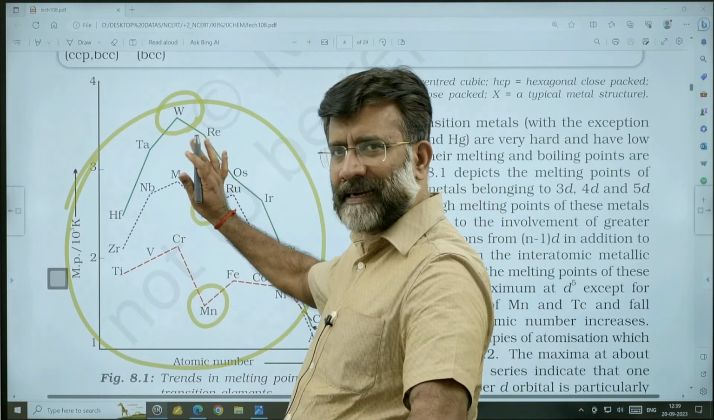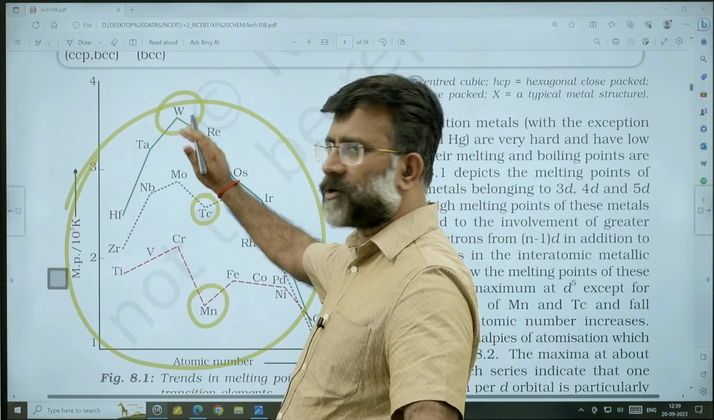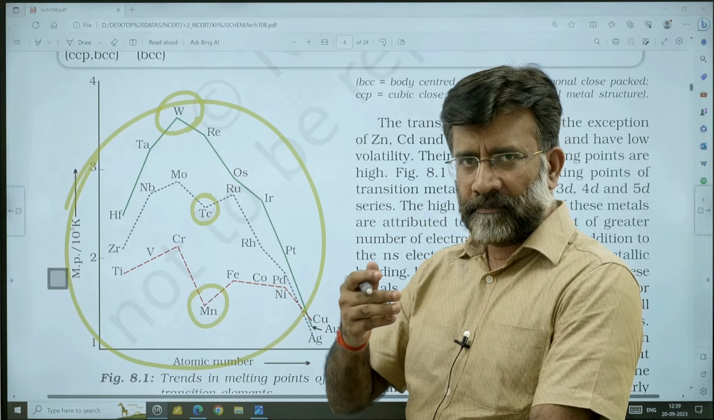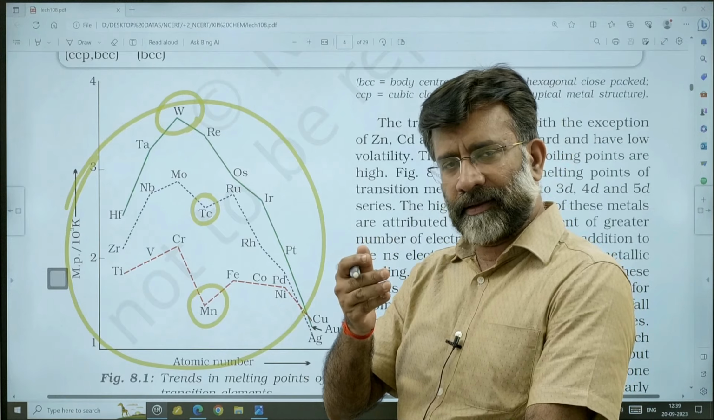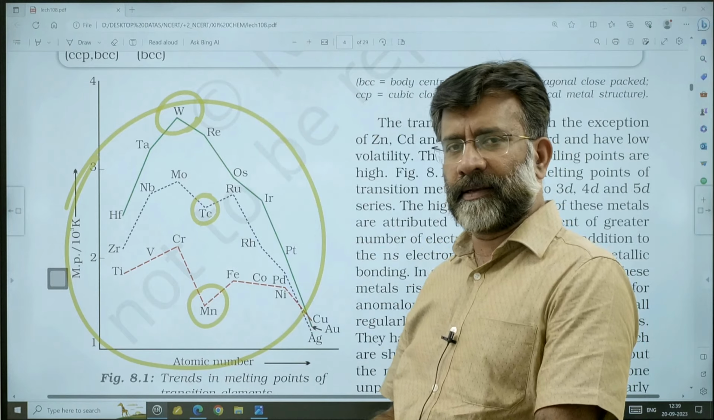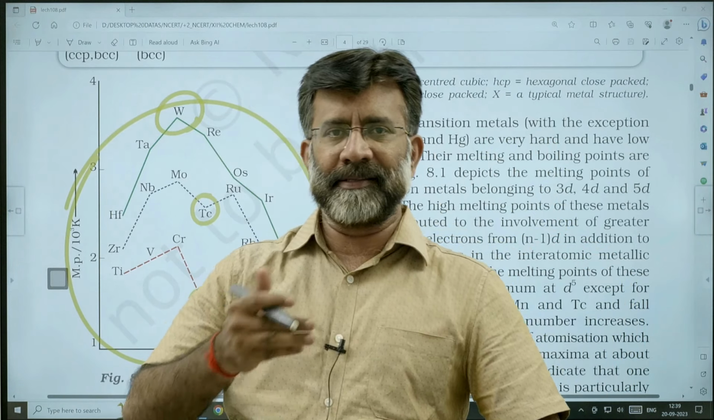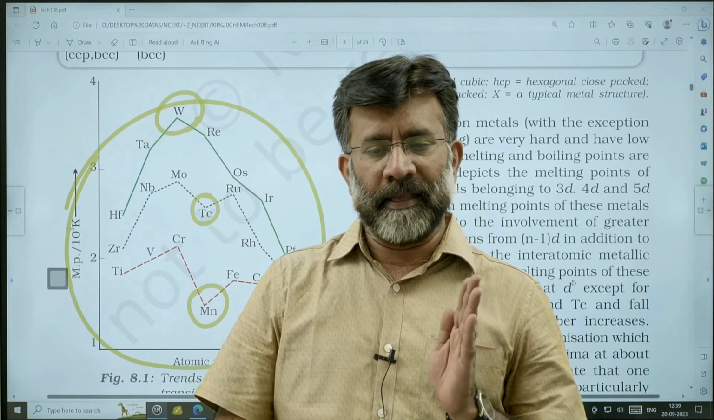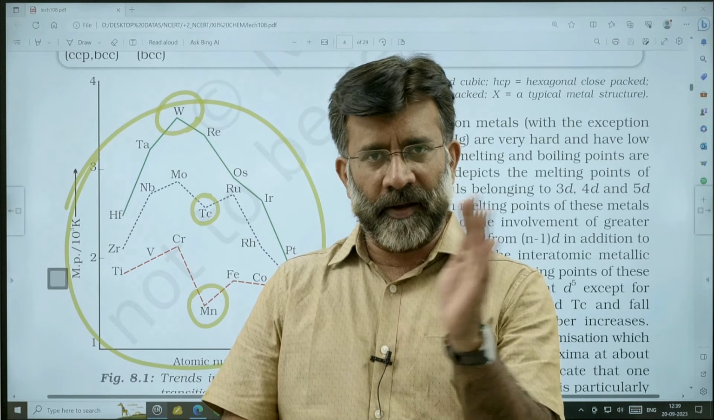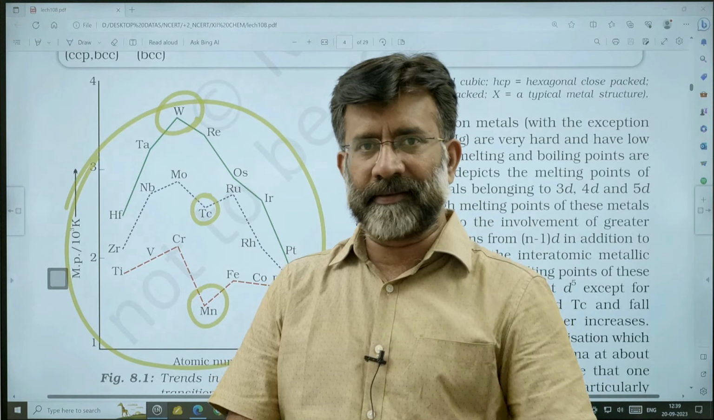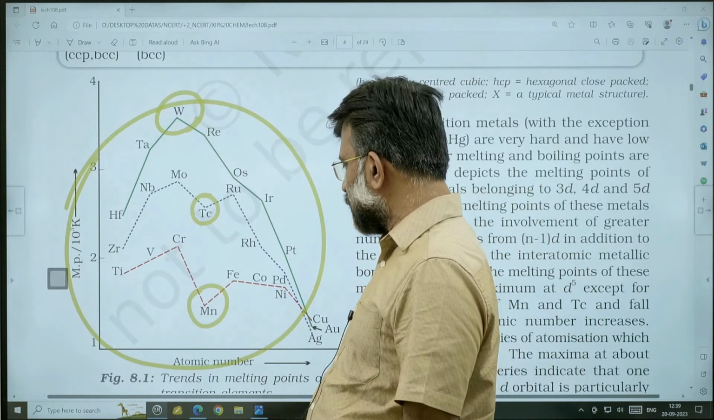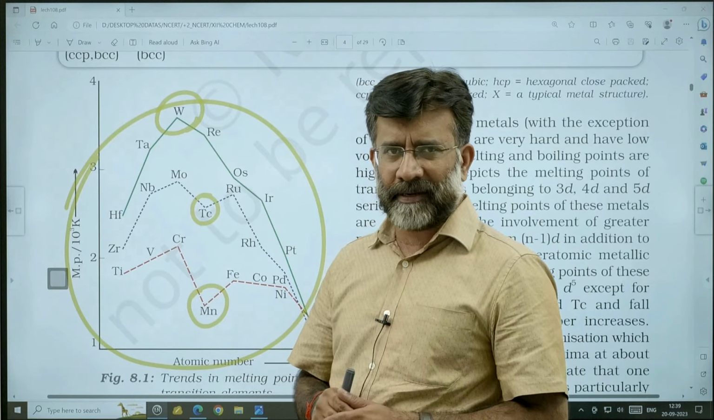So that is the general trend. When we move from left to mid, as the number of unpaired electrons increases, the metallic bonding character increases and the melting point increases, reaches a maximum, and then decreases as the pairing starts. The number of unpaired electrons increases from 1 to 5 and then decreases from 5 onwards, as the pairing starts, right? The exceptions are manganese, technetium. Manganese in fact is a somewhat volatile metal.